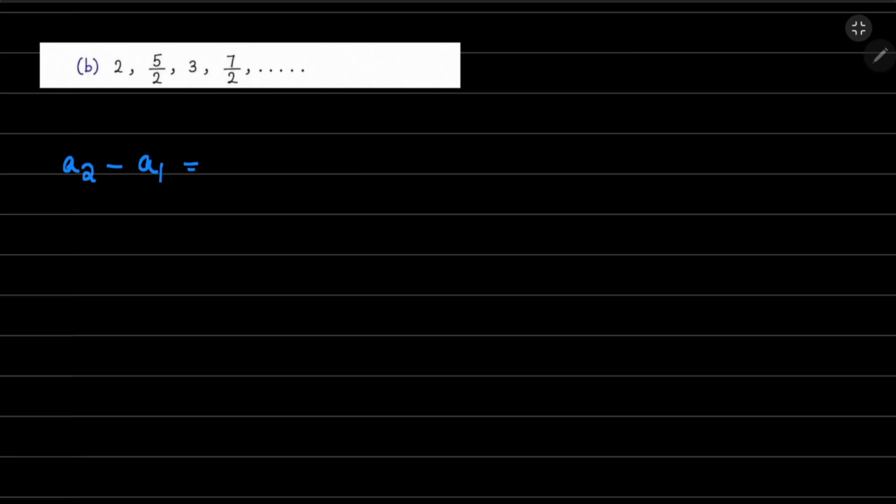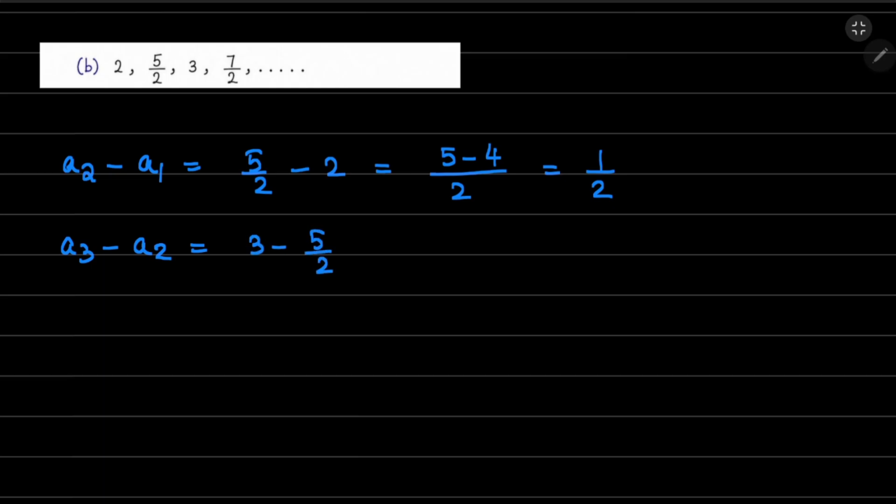A2 minus A1. So 5 by 2 minus the first term, that is 2. Take the LCM. So it's 5 minus 4, which is equal to 1 by 2. What is A3 minus A2? You're just checking the common difference. 3 minus 5 by 2. Again, take the LCM. LCM is 2. So you have 6 minus 5, which is again 1 by 2.